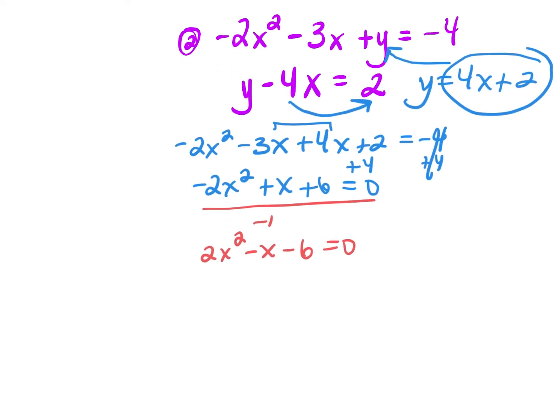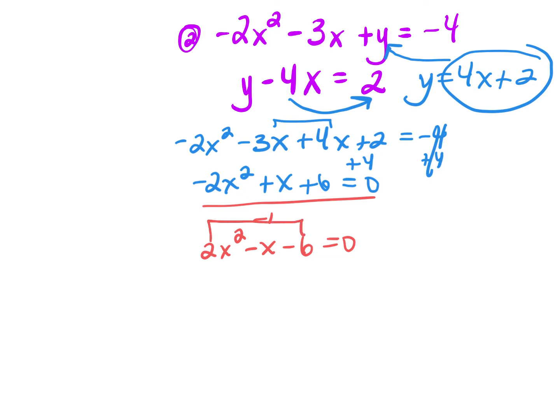So now if we go to factor, 2a times c. So 2 times negative 6 is negative 12. What are the factors of negative 12 that multiply to give me negative 12, but add to give me a negative 1? Yep. 3 and negative 4. That gives me a negative 12 when I multiply, but a negative 1 when I add.